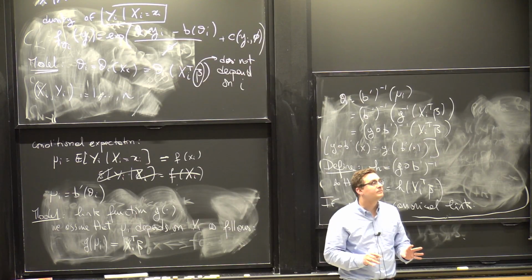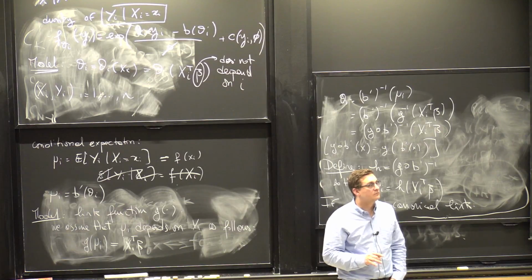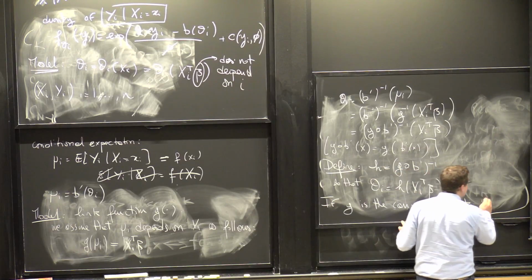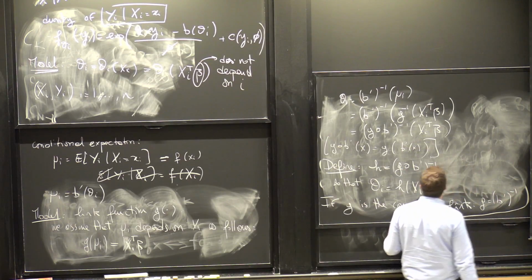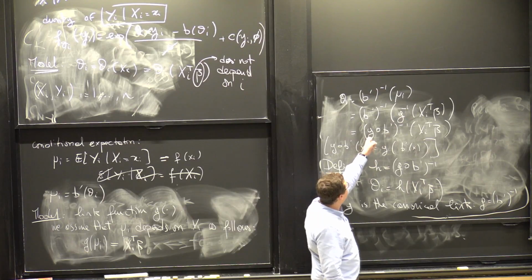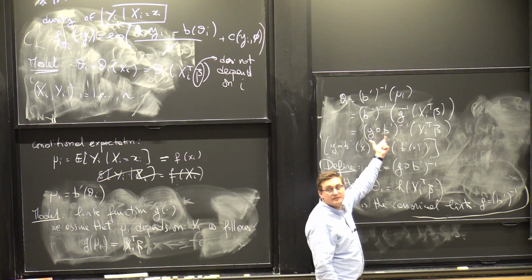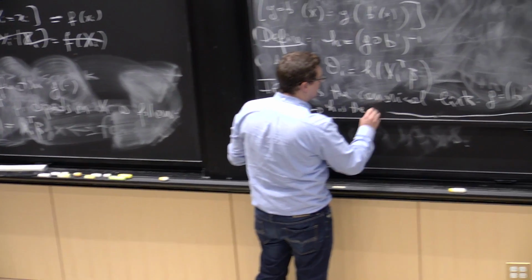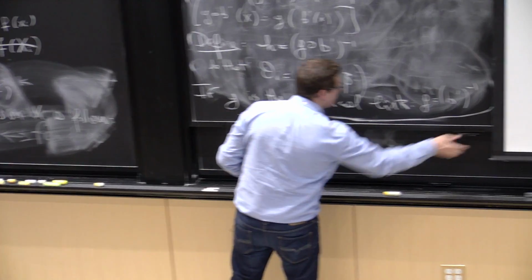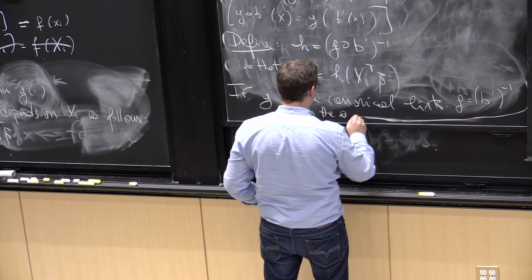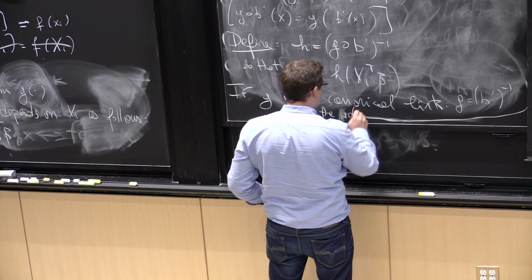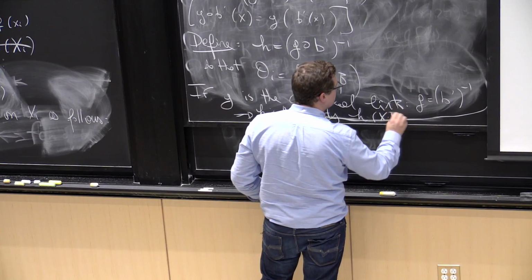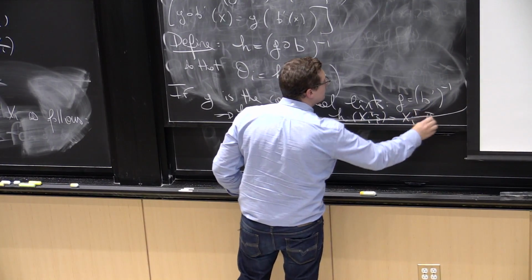B inverse. B prime inverse, right? So g is equal to b prime inverse, which means that if g is composed with b prime, this is just the identity. So h is the identity. So h of xi transpose beta is simply xi transpose beta.